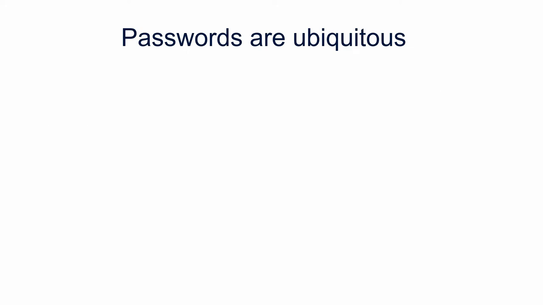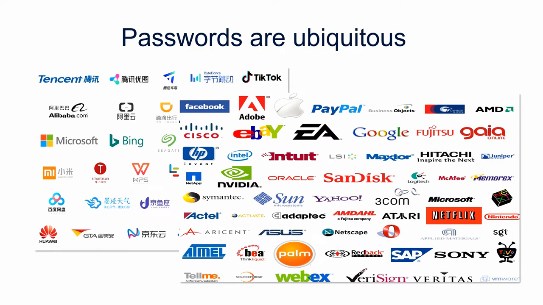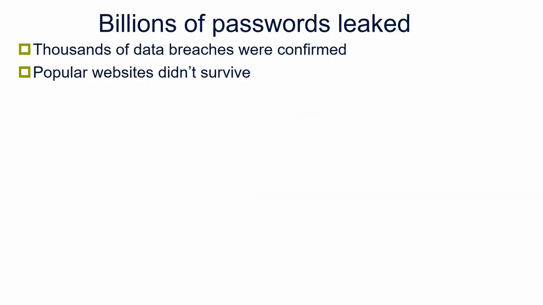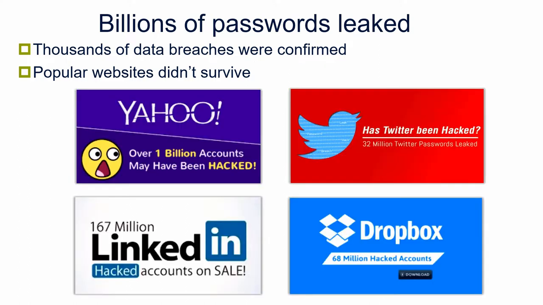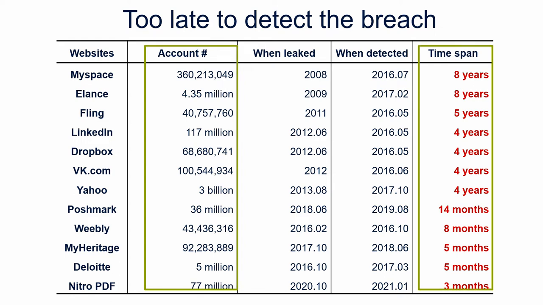Passwords are ubiquitous in our daily digital lives, and password-based authentication will remain the most widely used authentication method in the foreseeable future. Recently, billions of passwords were leaked from popular websites, for example Yahoo, Twitter, LinkedIn, and Dropbox. What's worse, websites did not realize it until months or even years after the initial data breach.